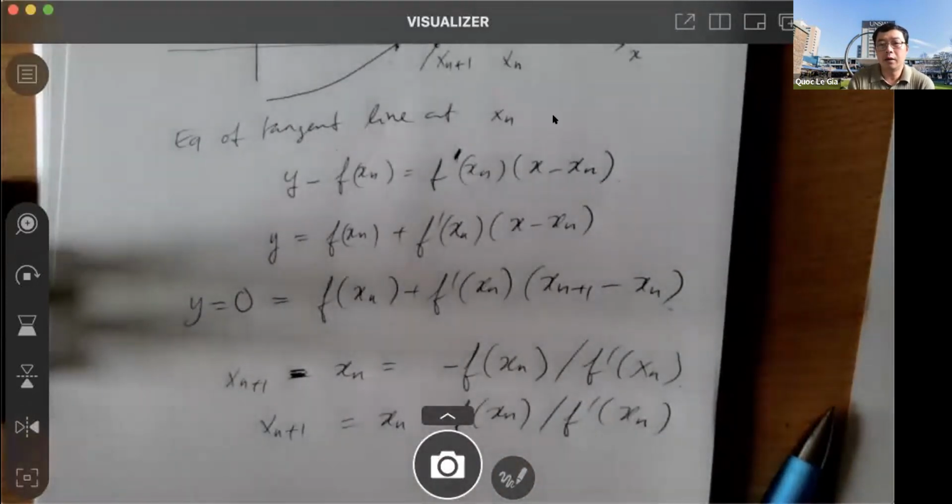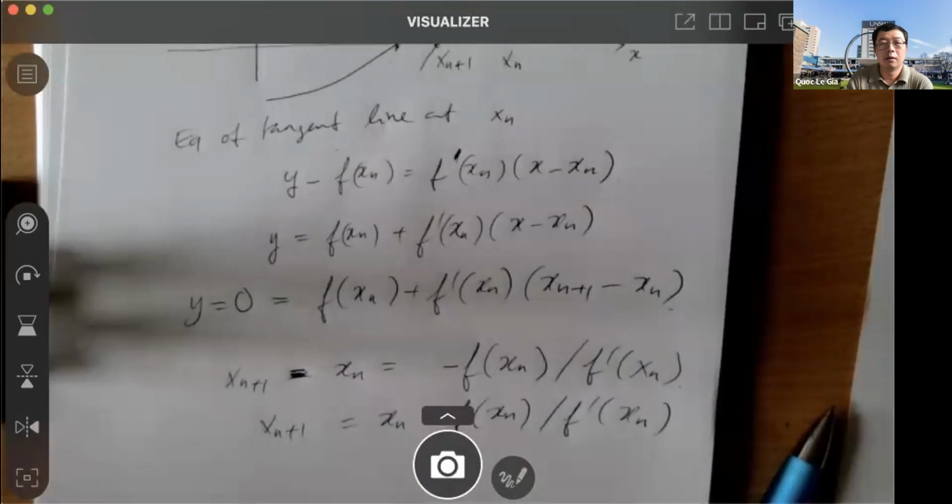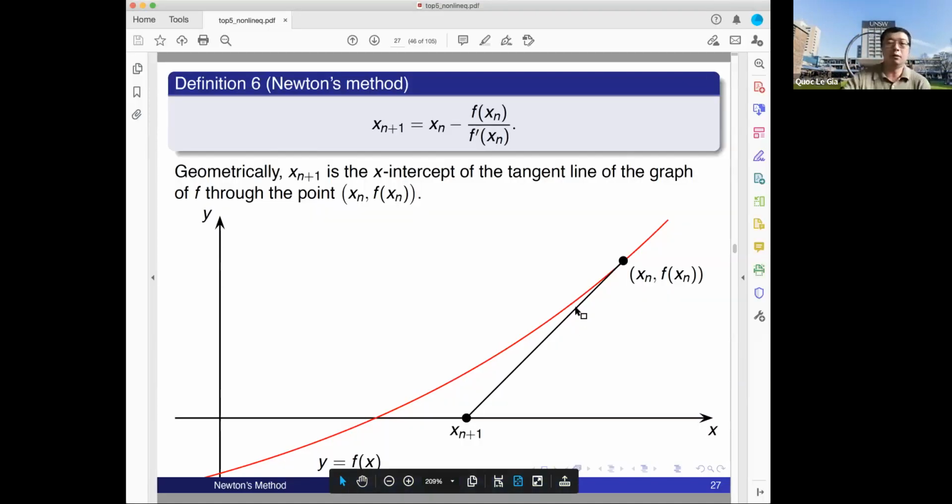And so it's easier to remember the pictures rather than the Taylor expansion, because the pictures show you how to find the formula. You don't want to remember the formula, right? You want to remember the process, how to derive the formula, and you can reconstruct it easily. So this is xn plus 1 equals xn minus f of xn over f prime of xn.